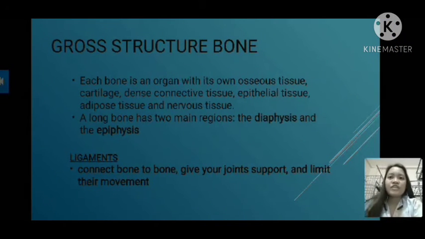Gross structure of bone. Each bone is an organ with its own osseous tissue, cartilage, dense connective tissue, epithelial tissue, adipose tissue, and nervous tissue. A long bone has 2 main regions: the diaphysis and the epiphysis. Ligaments connect bone to bone, give your joints support, and limit their movement.